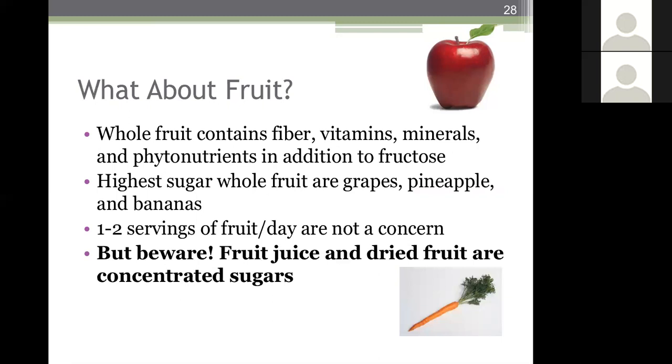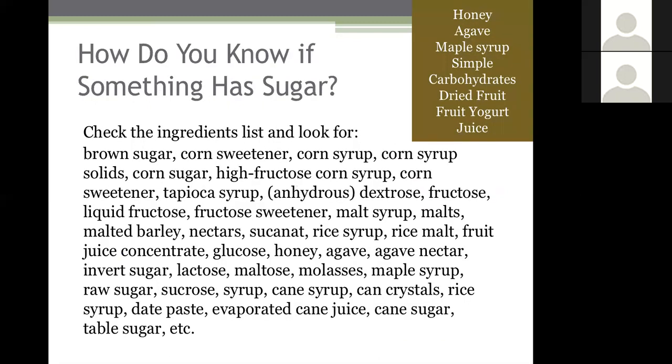But do know that fruit juice and dried fruit are sources of what we call concentrated sugars, so you should be counting that as added sugars, okay? So maybe not a whole box of raisins, maybe just a little bit mixed in with the nuts and seeds you're having, for example. And if you're having orange juice in the morning, maybe just have a smaller glass of it.